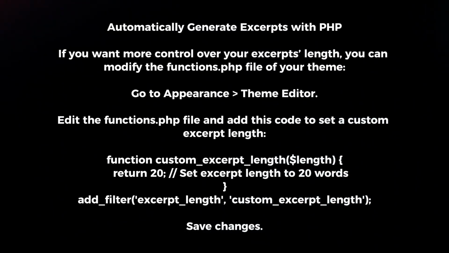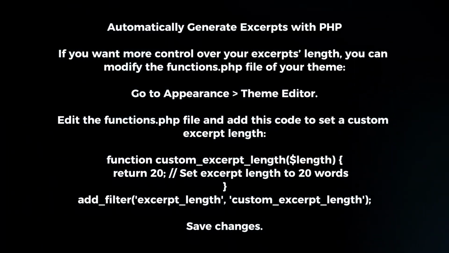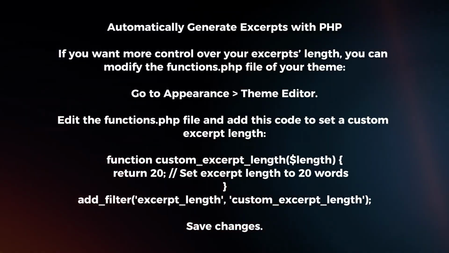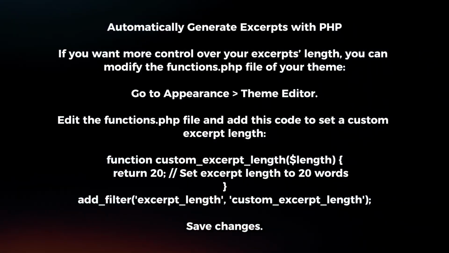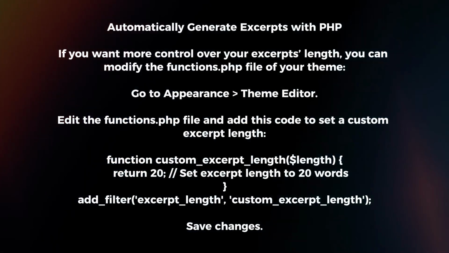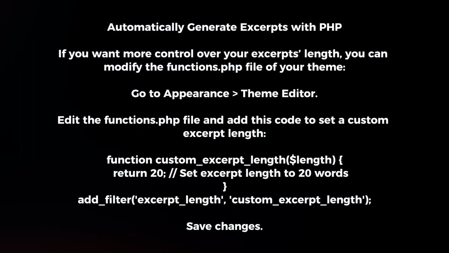Automatically generate excerpts with PHP. If you want more control over your excerpt's length, you can modify the functions.php file of your theme. Go to Appearance, Theme Editor. Edit the functions.php file and add this code to set a custom excerpt length. Save changes.